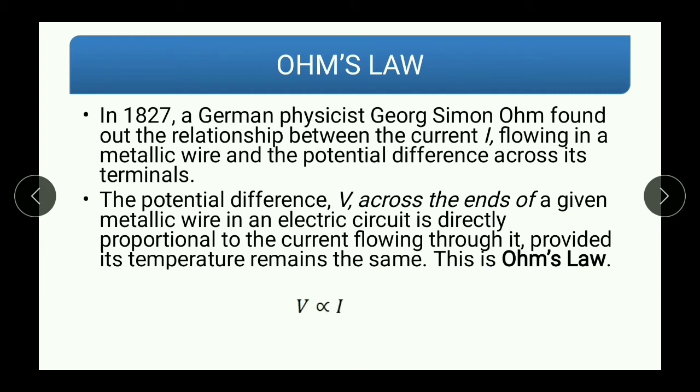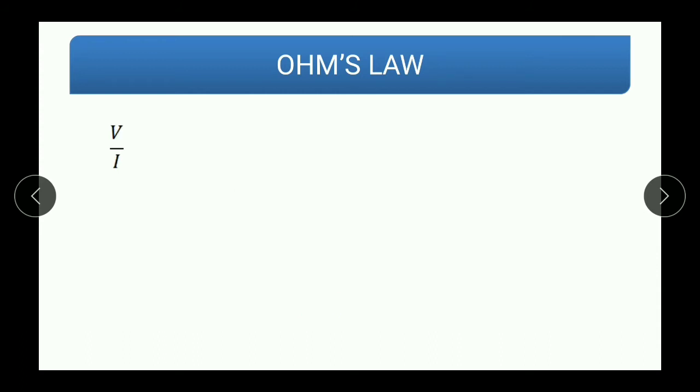So, in other words, to put it in mathematical form, V is directly proportional to I. What is V? Voltage. And what is I? Current. Students, if V is directly proportional to I, then V upon I will be constant. So V upon I is constant, and this constant is nothing but R. If we name it as R, R is nothing but the resistance of that wire, which is our relation. This is what we call Ohm's law.